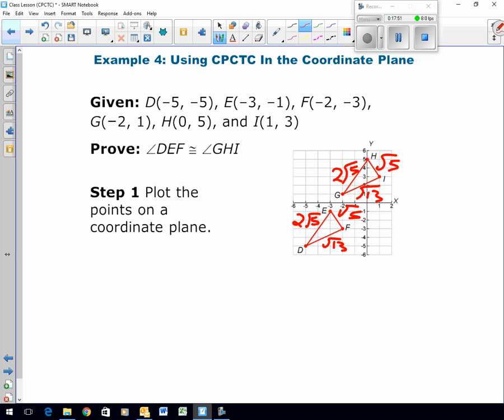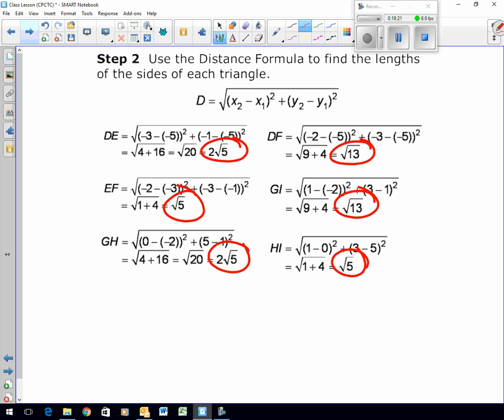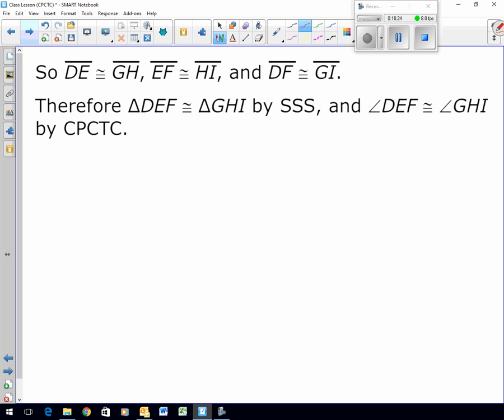Side, side, side. Look, I'm tired of this. We got 3 sides congruent, right? Why on earth would you use the distance formula 3 times, find 3 sides congruent, and then try to use an angle? All right, so now that I've got 3 sides congruent, I can use side, side, side to prove that the triangles are congruent. And if the triangles are congruent, CPCTC would tell me that the corresponding angles must be congruent as well. Okay?